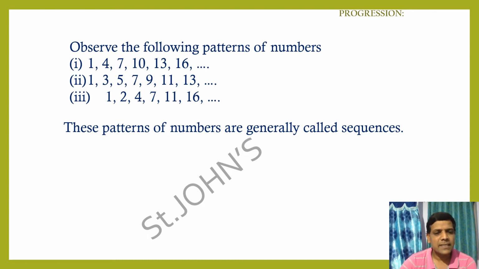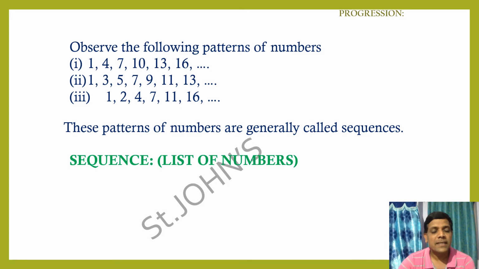Next, coming to the third series, 1, 2, 4, 7, 11, 16. But the difference is not equal. 2 minus 1, 1. 4 minus 2, 2. 7 minus 4, 3. 11 minus 7, 4. 16 minus 11, 5. So this is in ascending order. Very clear? Next one.